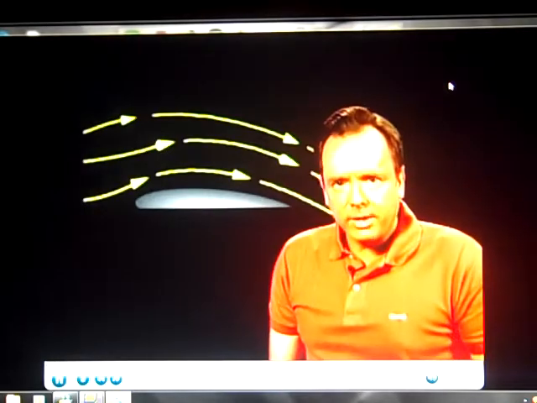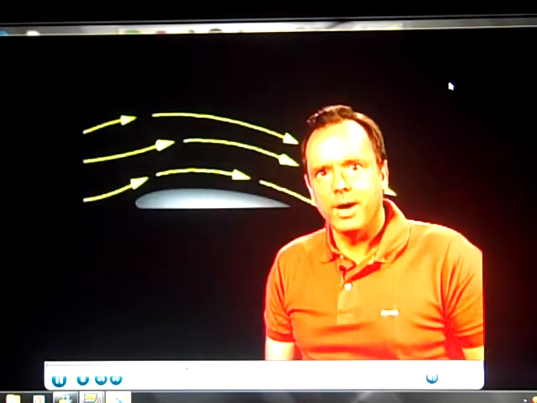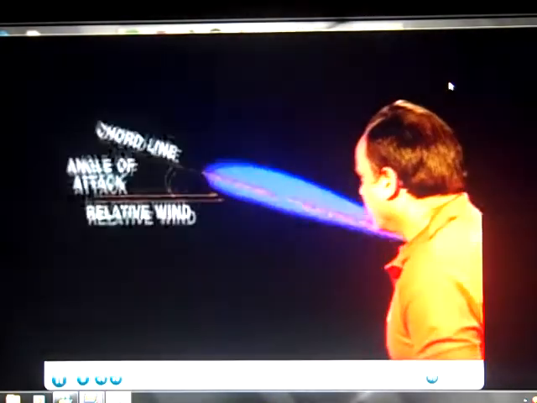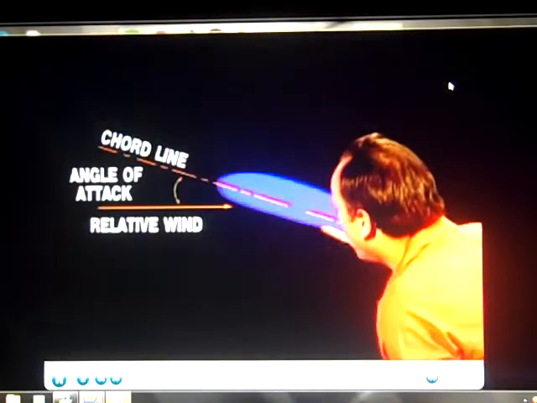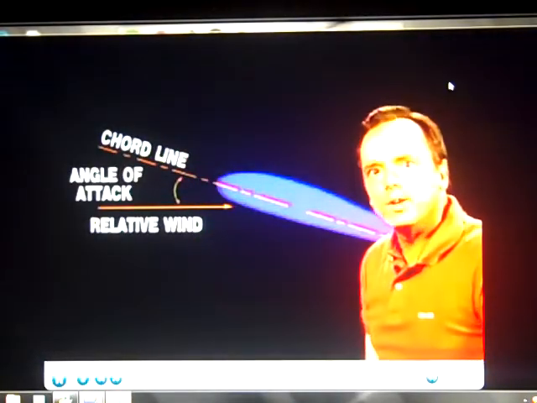Now, let's you and I take a look at a couple terms the FAA wants you to know about. First of all, if you take a look at an aircraft wing, and if you draw a line from the trailing edge of the wing up here to the leading edge, that line is roughly called the chord line, and it points the direction the wing is pointed.